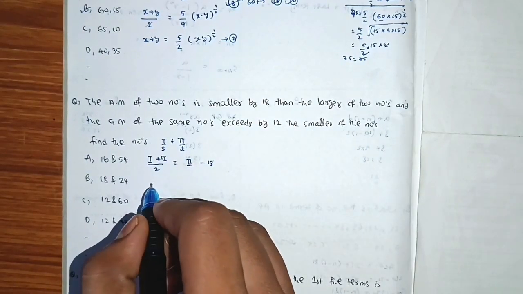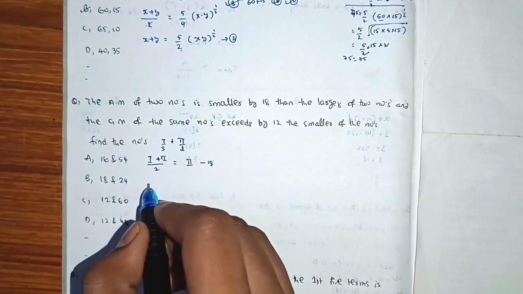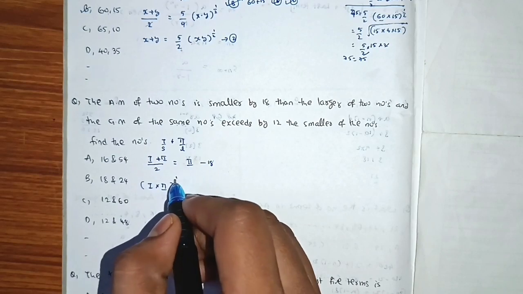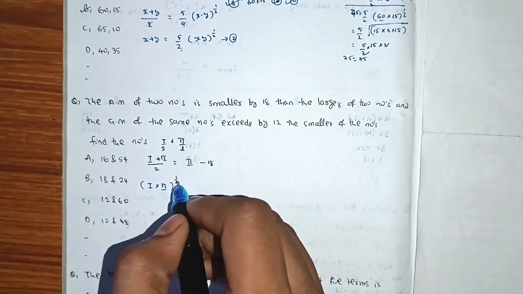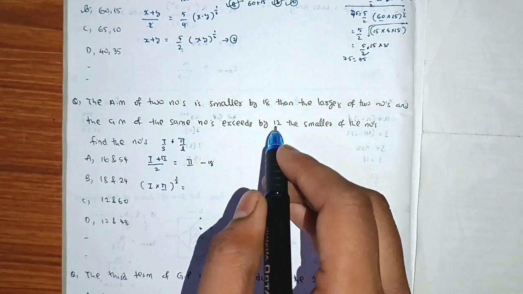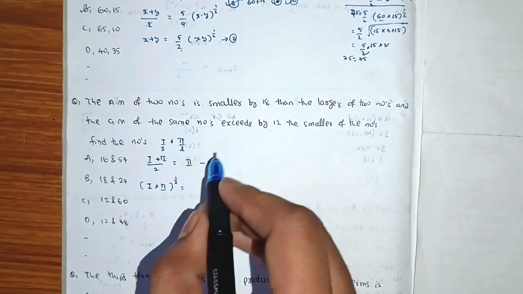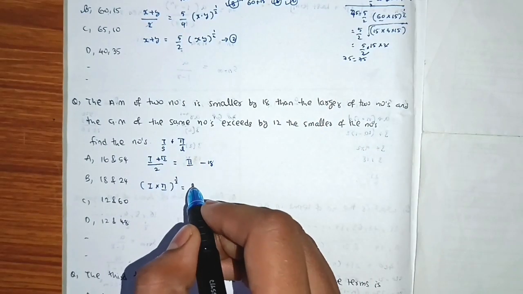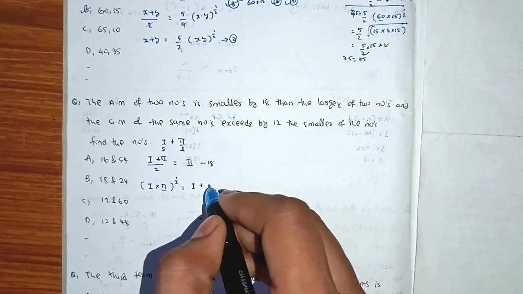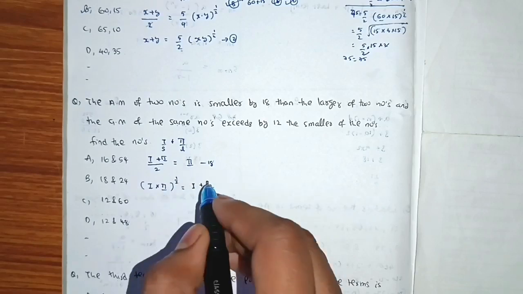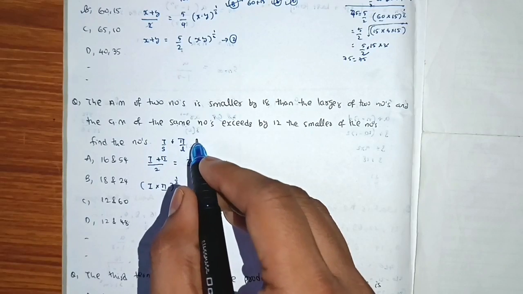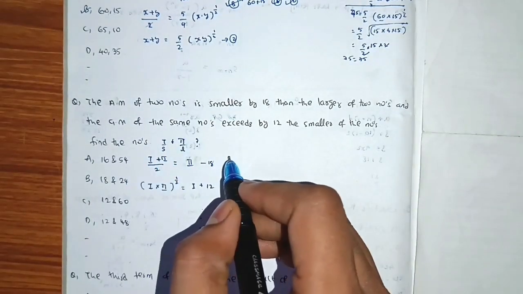And the geometric mean of the same numbers exceeds the smaller of the numbers by 12. Geometric mean means 1 into 2 to the power 1 by 2, because the number of terms is 2 now. This equals the smaller number exceeded by 12. The smaller number is 1, and exceeds means adding, so to the 1 we add 12. This is the meaning of this condition. Then find the numbers. We need to find 192. Let us simplify this.